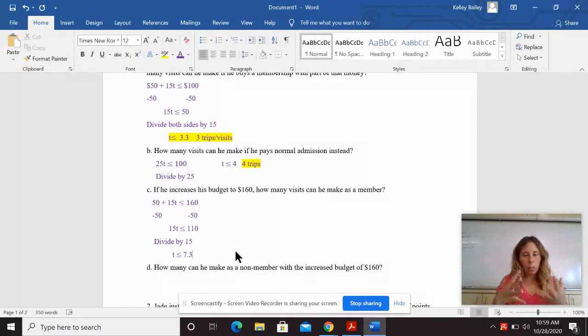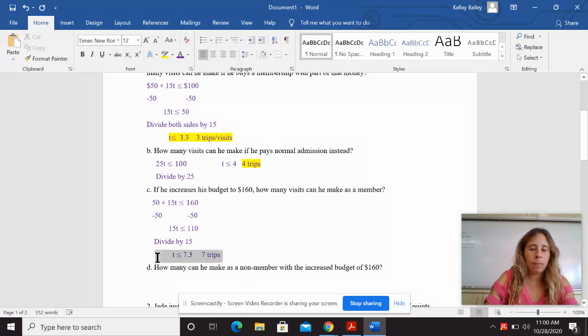So once again, what does that mean? How many visits can he make if t has to be less than or equal to 7.3? You can't pay for 0.3. So can he make 8 trips? No, he can't afford it. 7 trips.